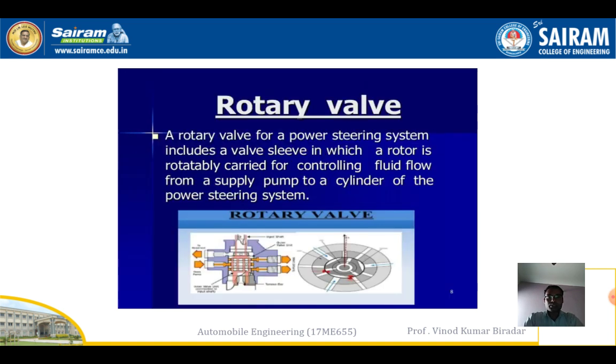So the next one is the rotary valve. As the name indicates, a power steering system includes a valve sleeve in which the rotary action is carried out, controlling the fluid flow from the supply pump to the cylinder of the power steering system. So with this valve, we can control the fluid across the cylinder. Okay, that is the main function of the rotary valve.